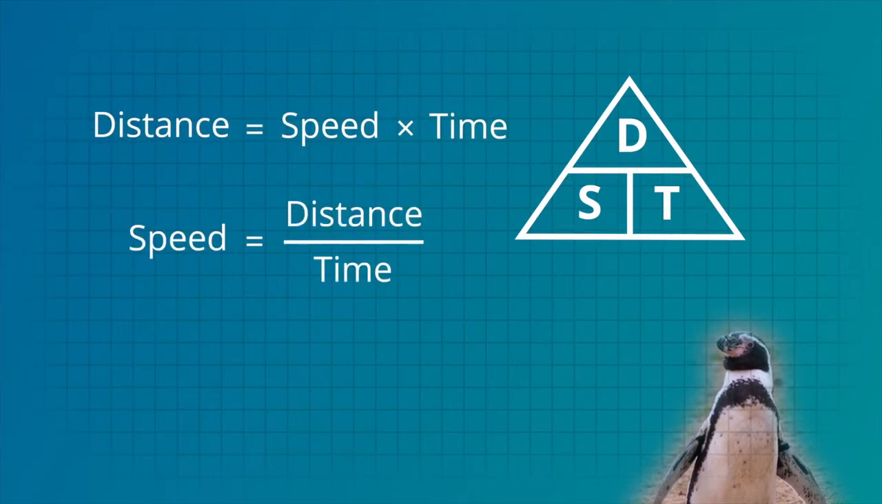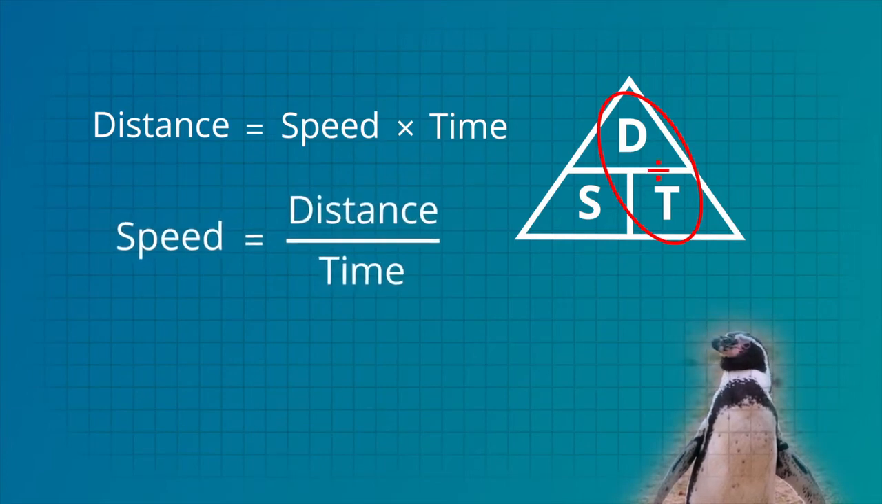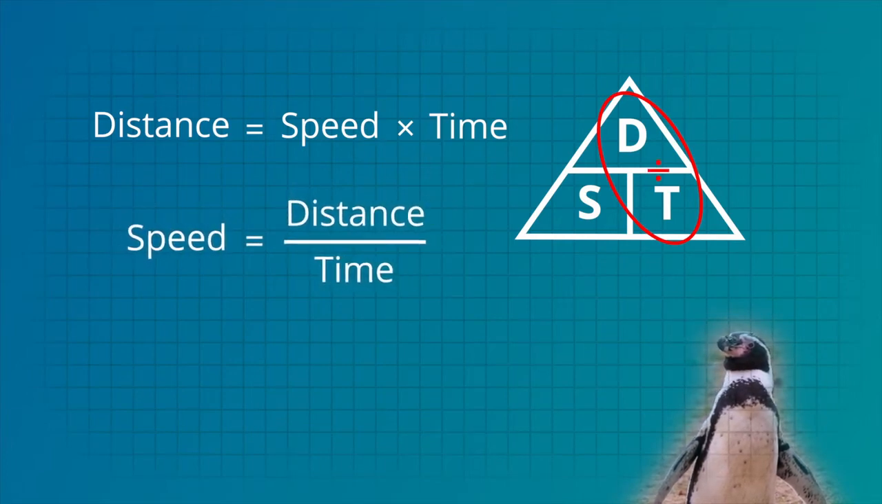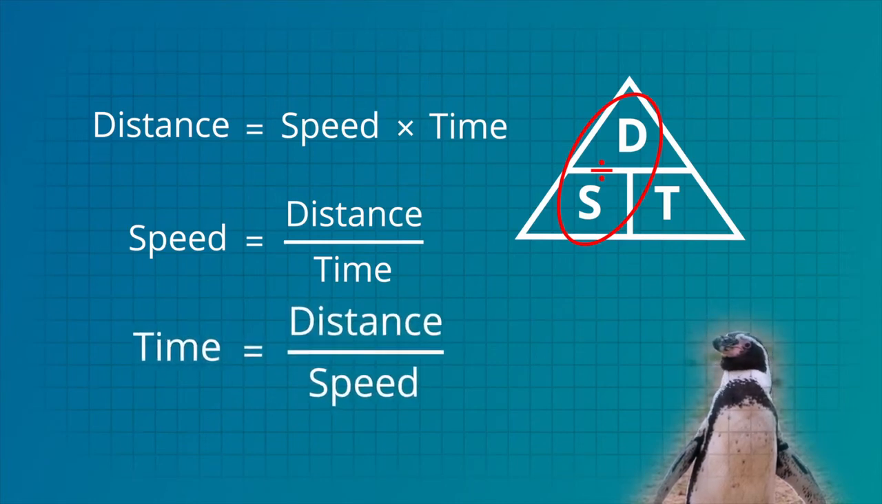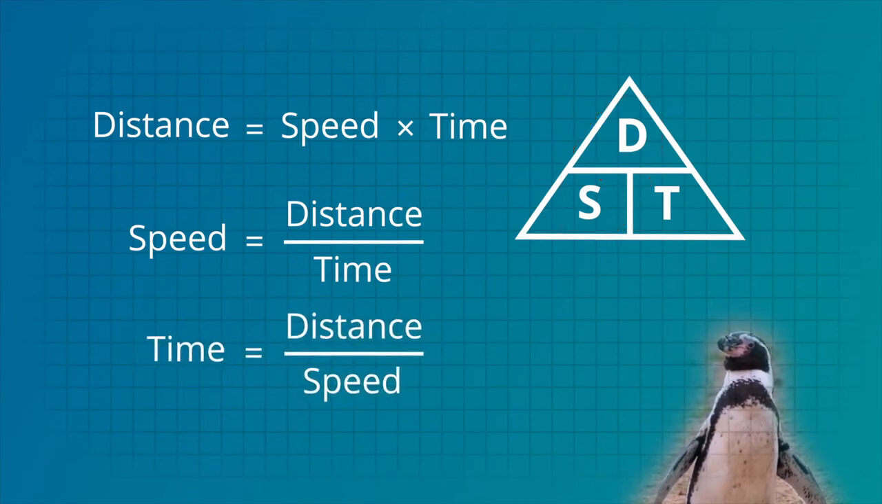Now let's use the triangle to find the speed rule. Okay, highlight the S. Because the D is above the T, we divide. Speed equals distance divided by time. Now for the third rule to find the time. Highlight the T in the triangle. Because D is above the S, we'll divide. So the time equals distance divided by speed. Easy to remember?